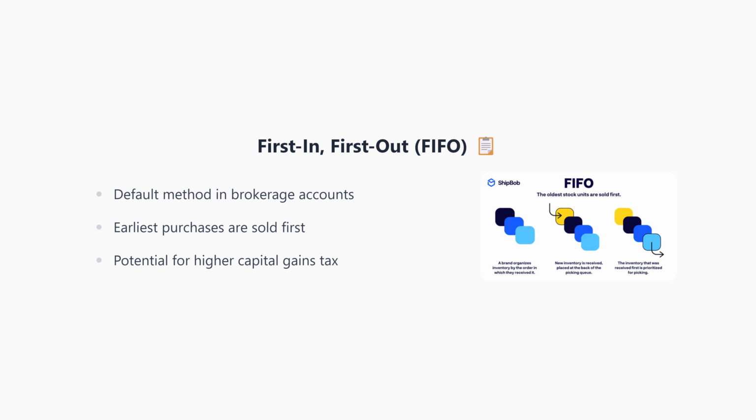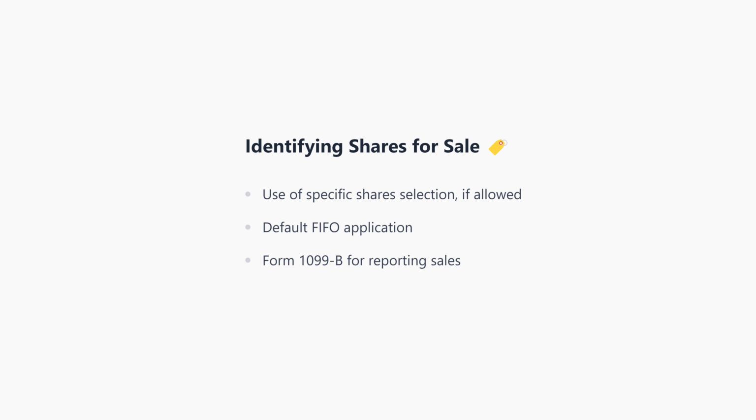When it comes to actually selling stocks, identifying which shares to sell can be an option if your brokerage allows it. If not, shares are usually sold on a FIFO basis by default. It's important to pay attention to your Form 1099-B, which will report details of your sales at the end of the tax year, outlining which shares were considered sold.